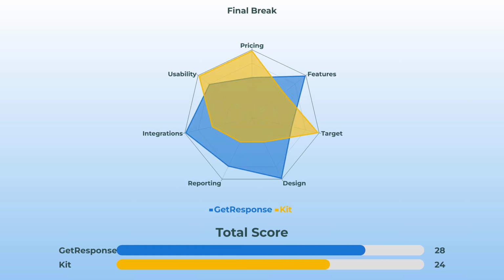Let's take a look at where each tool really shines, seeing those wins spread across the board. It actually paints a pretty interesting picture. Some categories are close, but the strengths are pretty clear when you line them up.